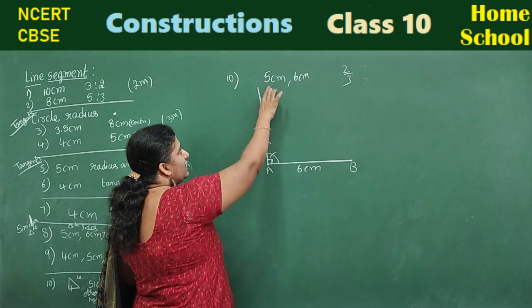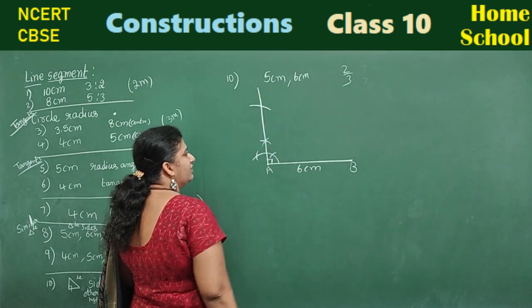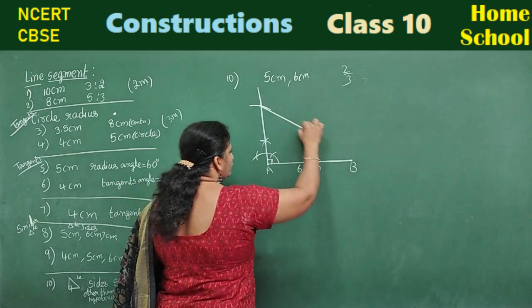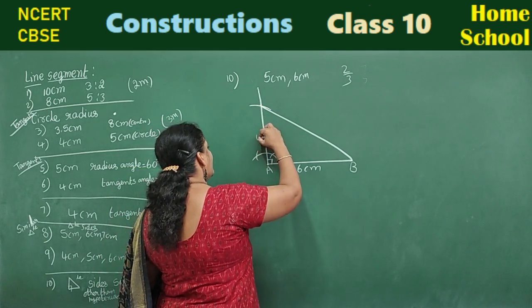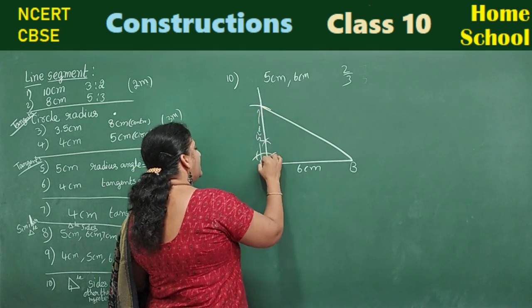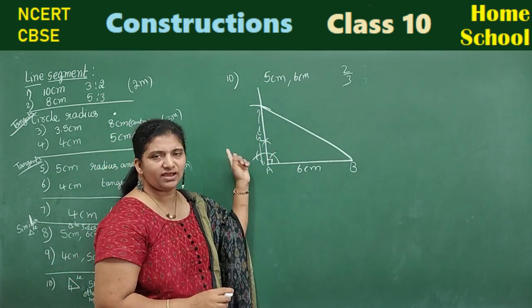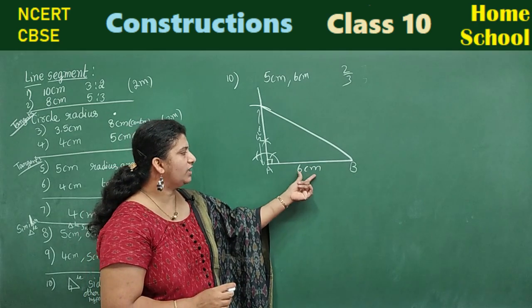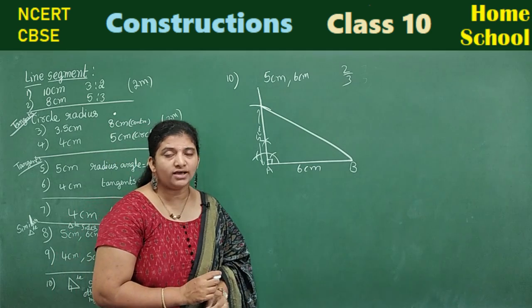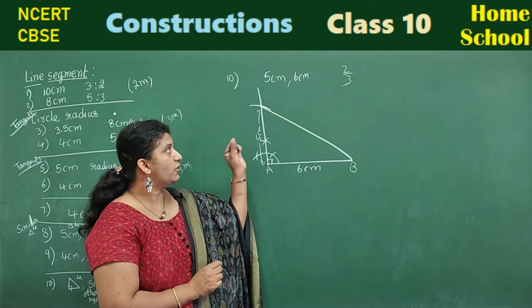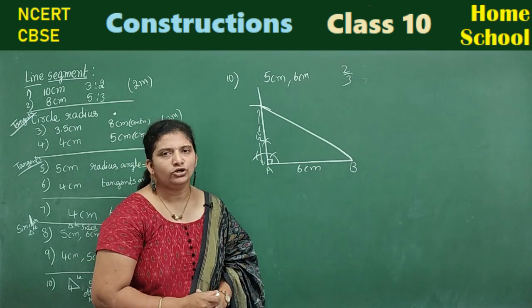Now, what is this side length? 5 centimeters. Measure 5 centimeters and cut the arc. Now, join. Now, what is this length? 5 centimeters. In a right triangle, other than the hypotenuse, the sides are 5 and 6, given. So we have done 6 centimeters, 5 centimeters, the right triangle we have done.